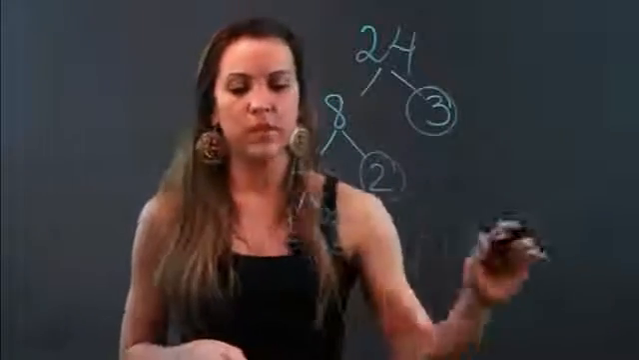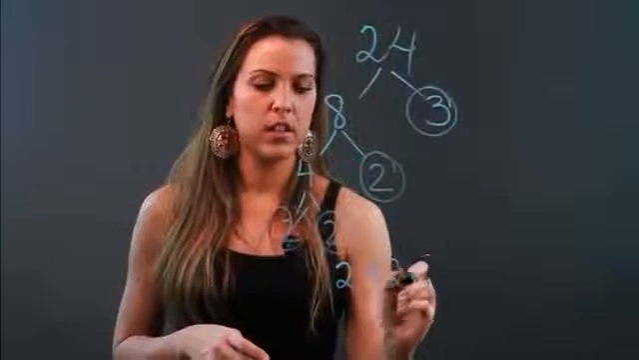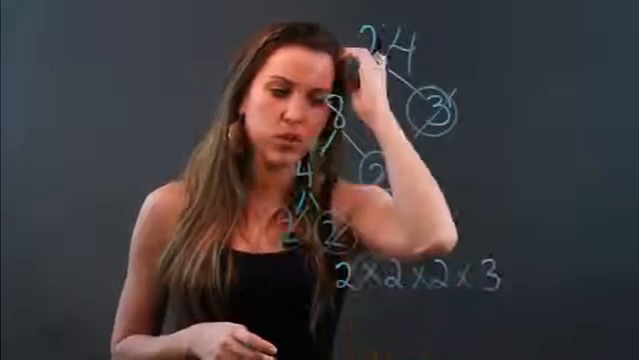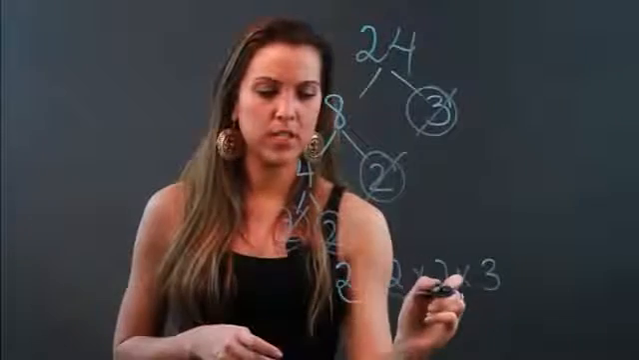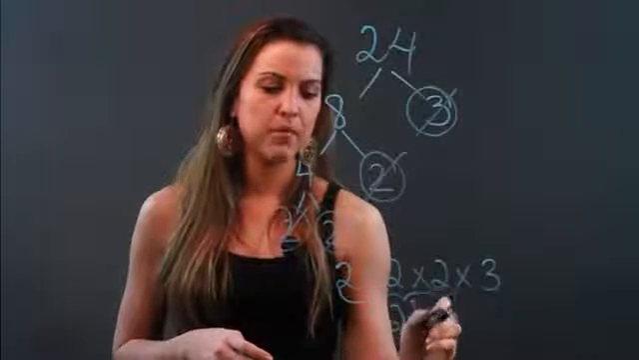What I'm going to do is write this out in standard form: 2 times 2 times 2 times 3. So I just listed all the prime numbers that I circled. And now this is normally written in exponential form, so I'm going to rewrite 2 times 2 times 2 as 2 to the third power times 3.